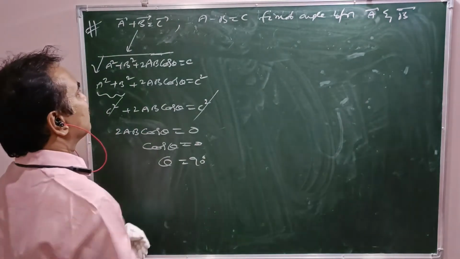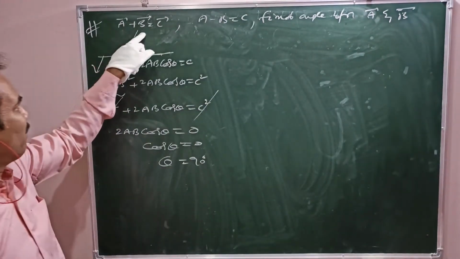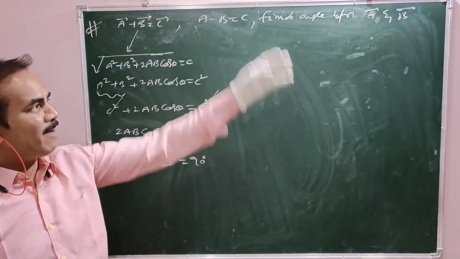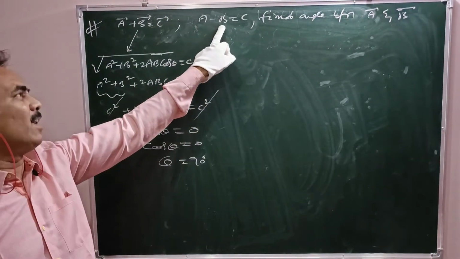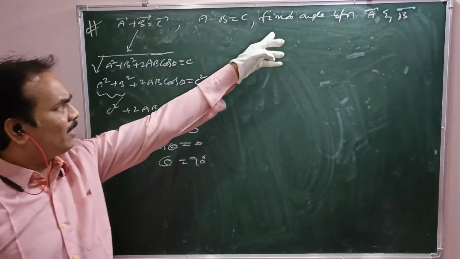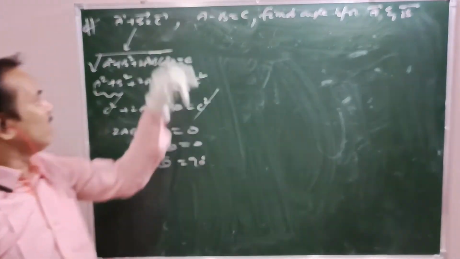The same sum, suppose a minus b equals c. A bar plus b bar equals c bar, and a minus b equals c. Now find the angle between them, with a small change in the data. This time a minus b equals c. Now with that data, find the angle between a bar and b bar.